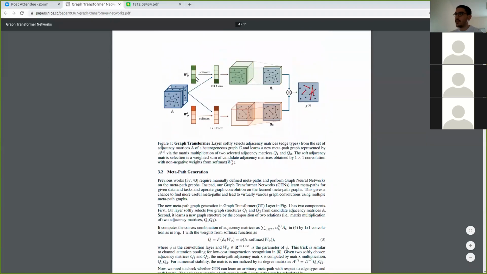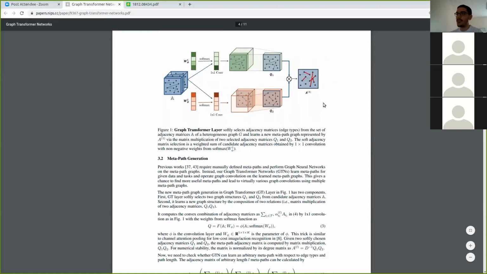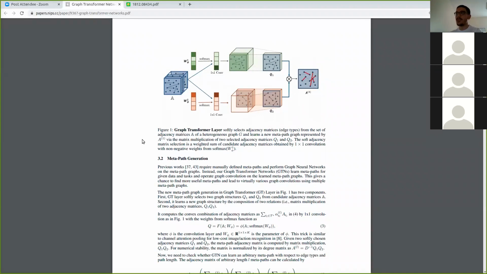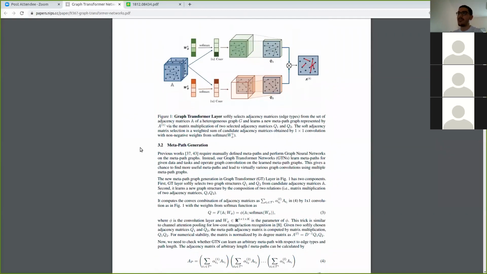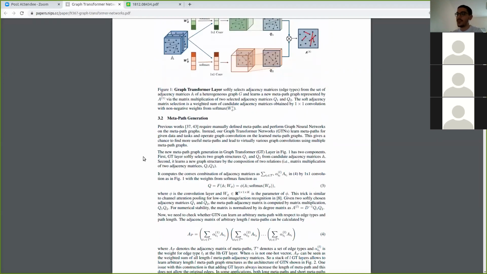So the diagram is pretty clear here, I think. Softly selecting two adjacency matrices and combining them to bring out an emergent graph structure. In this way, you can allow for connections between nodes which are not connected in the original graph. The idea is to discover relationships between nodes which are not necessarily connected directly in the original graph.